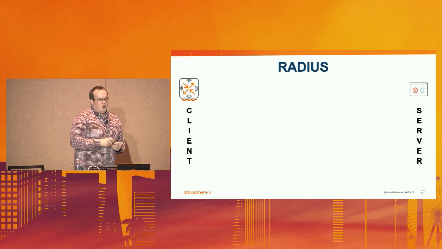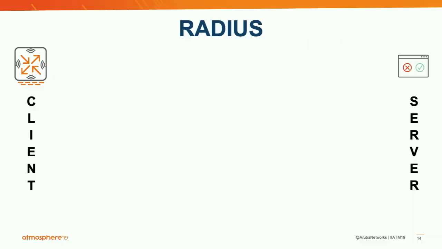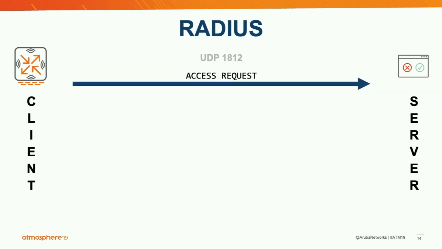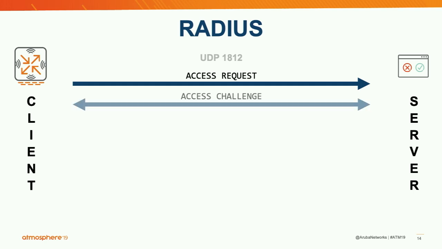Ultimately, a RADIUS client is the network access device, so a controller and access point. It could even be an application, as some people use RADIUS auth for that. And you have a server. This runs over UDP 1812. The client is going to send an access request saying there is a new device that needs to request access to the resource. It could be the network, it could be an application.